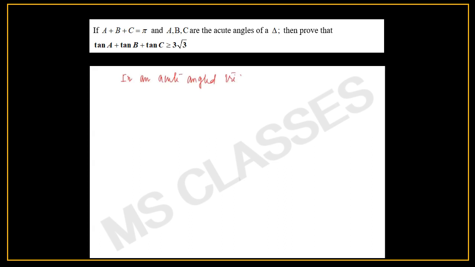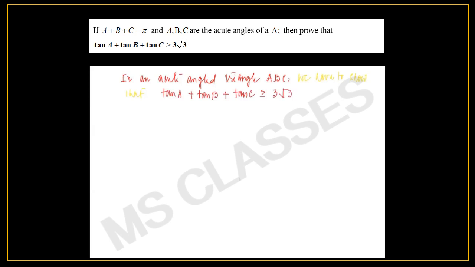In an acute angle triangle ABC, we have to show that tan A plus tan B plus tan C is greater than or equal to 3 root 3.